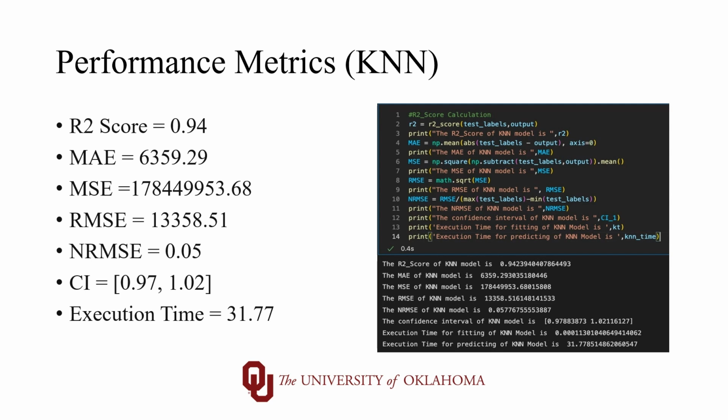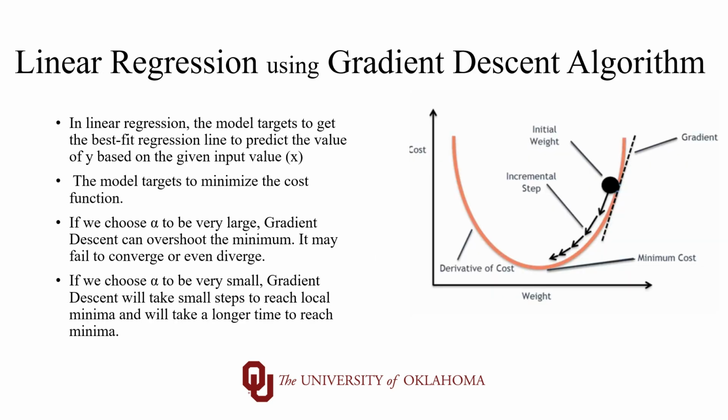After we have performed the KNN model, we received these particular observations as our performance metrics. We have calculated the R2 score, mean absolute error, mean squared error, RMSE, NRMSE, confidence interval, and the execution time of the model as follows. The next algorithm that we have performed is linear regression using gradient descent algorithm.